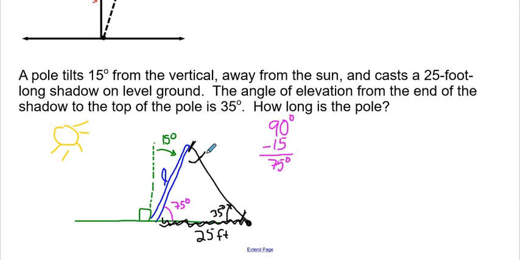So to find this angle here, I would take 180 degrees, subtract out the given angle of 35 degrees, and then subtract out the angle I just found, 75 degrees, and that will give me my resulting angle at the top, which comes out to 70 degrees.